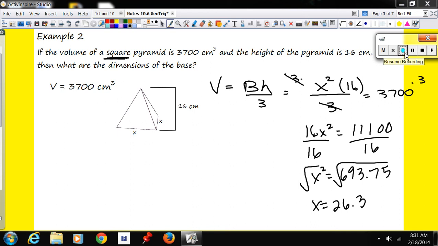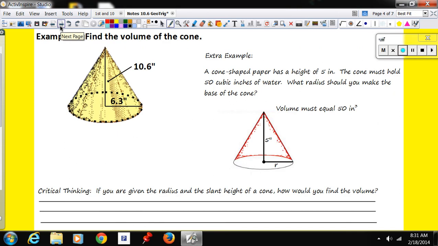Okay, so X came out to be 26.3. Now we're moving on. Okay, find the volume of the cone in this first one over here. So let's rewrite the formula underneath. Volume equals big B times H, or pi r squared H, and divided by 3 on both of them for our volume. Since it's a cone, we have to divide by 3.